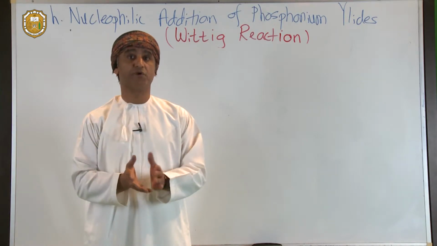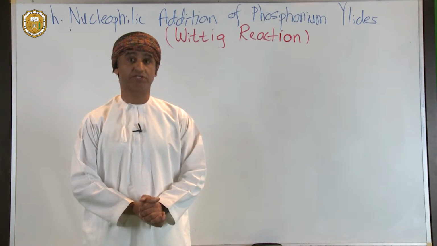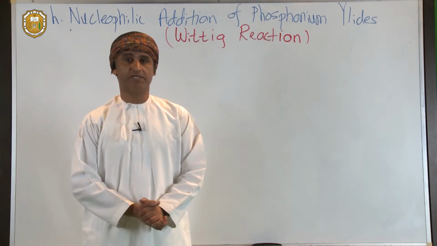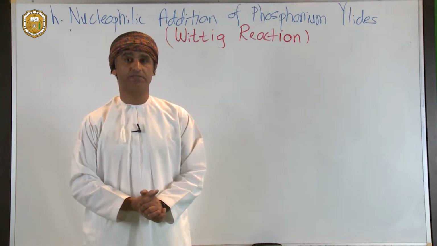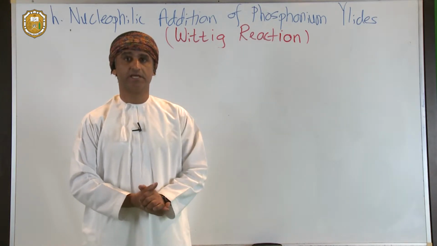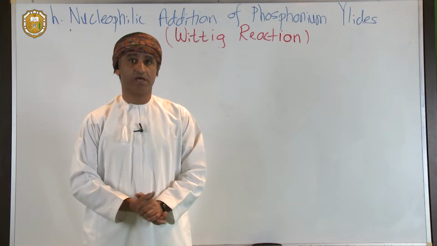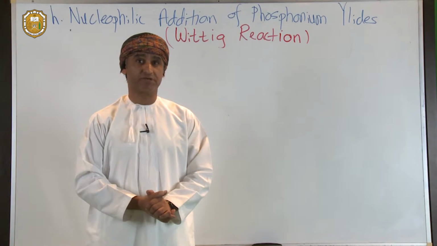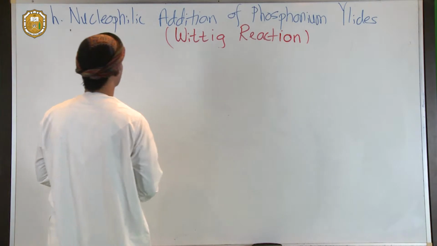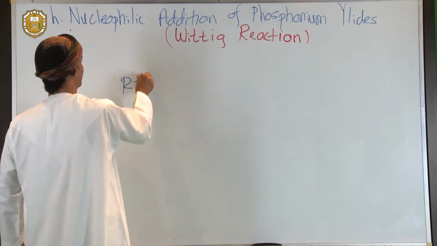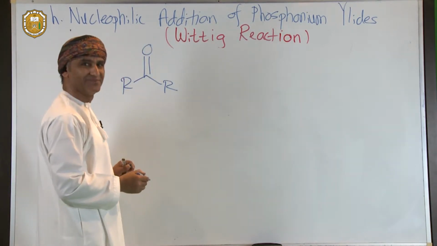So it is actually the phosphonium ylide that acts as the nucleophile in the Wittig reaction on the aldehydes and the ketones. In other words, phosphonium ylides do nucleophilic addition reactions on aldehydes and ketones to produce alkenes in what's called the Wittig reaction. Let's draw a general representation or scheme of the Wittig reaction in order to understand what's going on. So if we take, for example, a ketone of this type, that's a general structure for ketones.